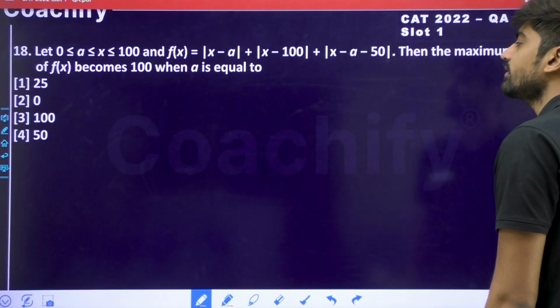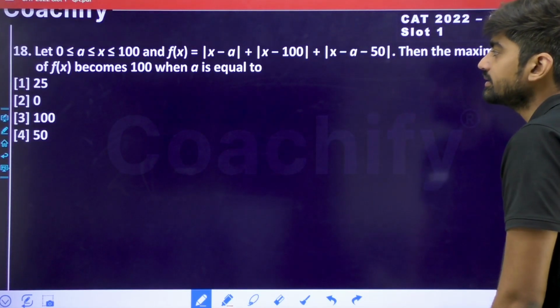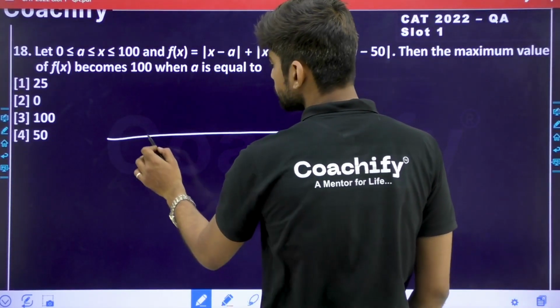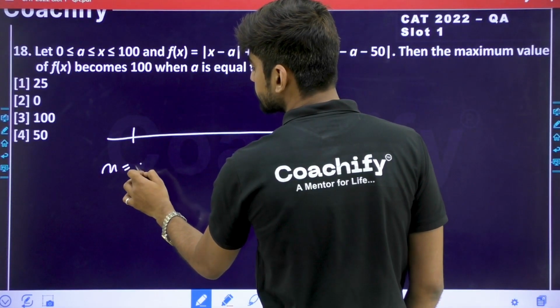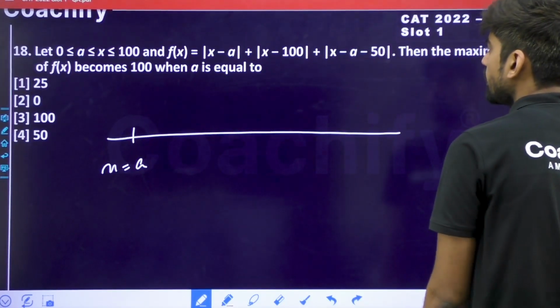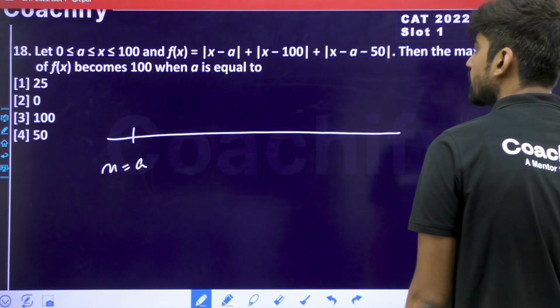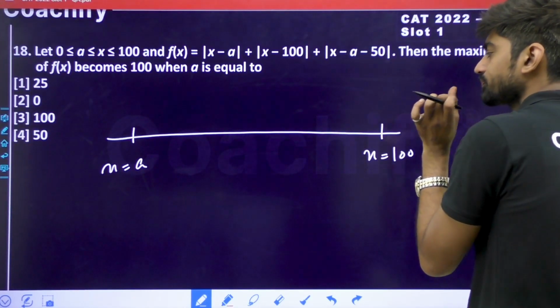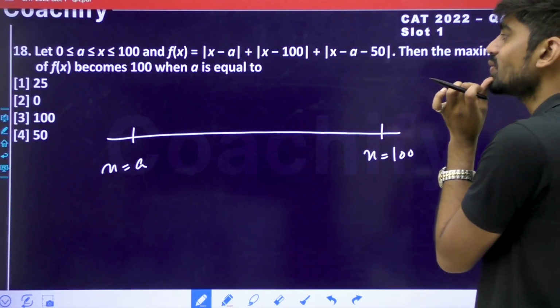So let's do one thing. Let's plot these points on our number line first. So my first point is coming out as x equals a here. My next point is coming out as x equals 100 somewhere here. And now let's do one thing.